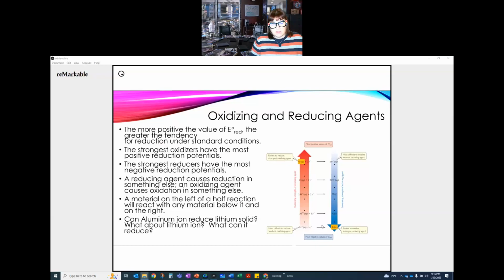What about the lithium ion? Can it work on that? No, it can't, because that would be two reductions. Can't do that. So what can it reduce? Well, the only thing it can reduce is this one right here, that Li, based on this table. That's the only thing it can do. Okay, awesome. So much fun.